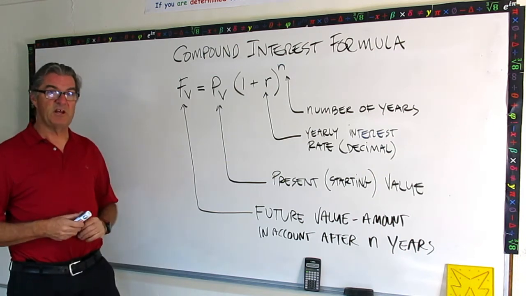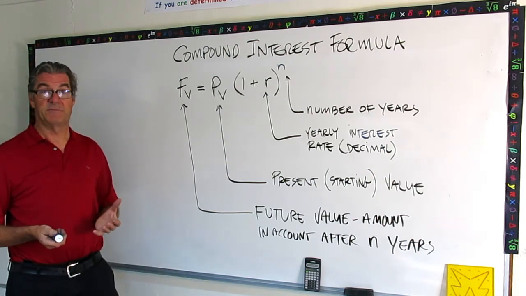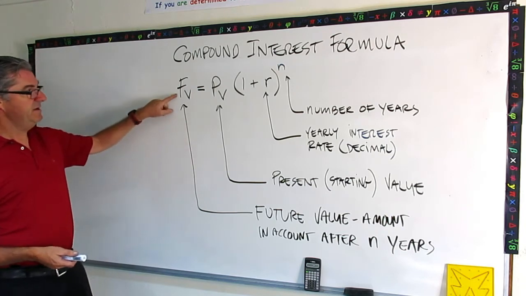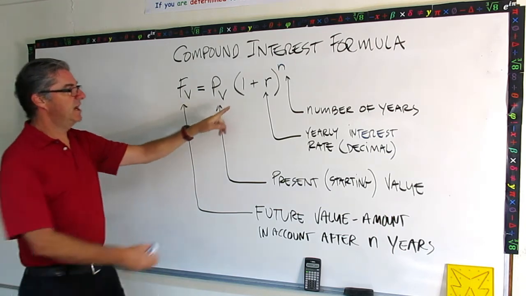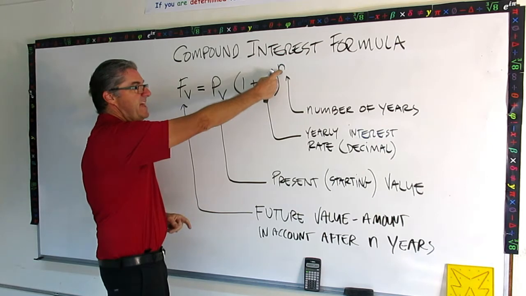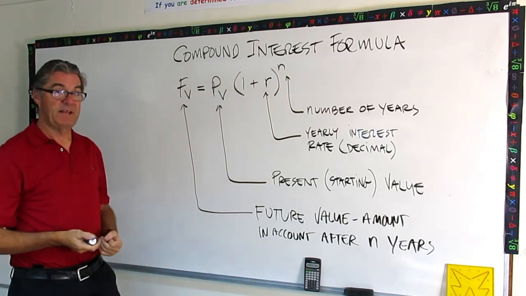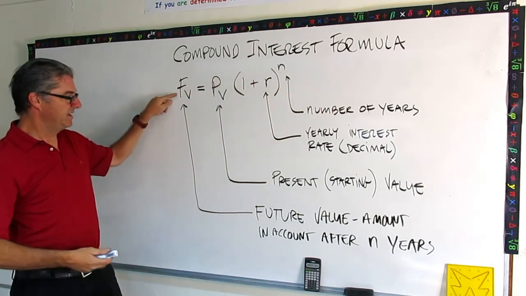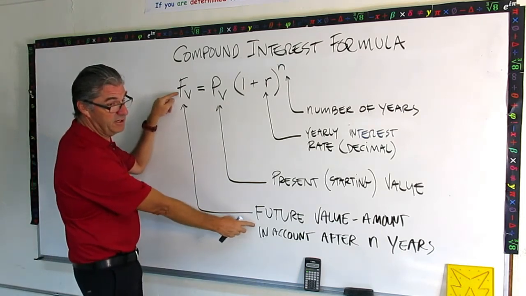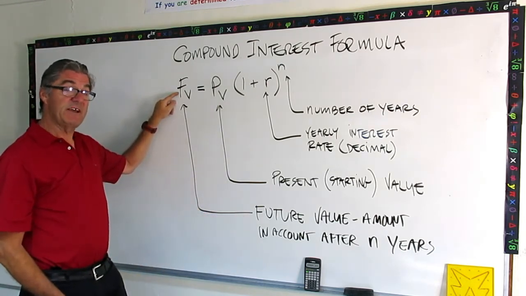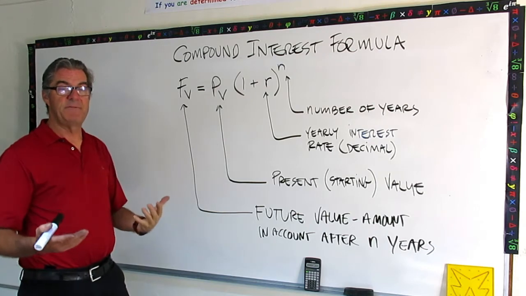I'll show you that in a minute. But first, let's take a look at this formula. It's got a lot of terms in it. FV equals PV times 1 plus R to the n. So there's your formula. Now let's break it down. FV stands for future value.